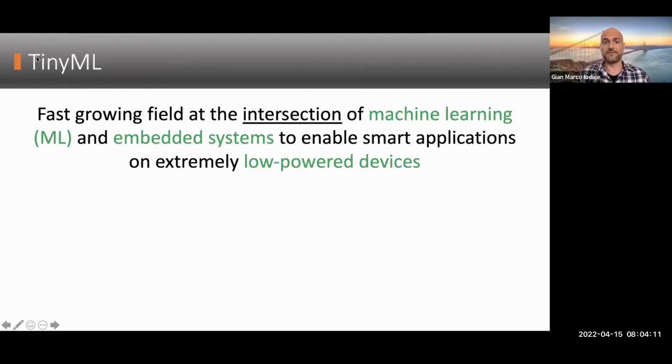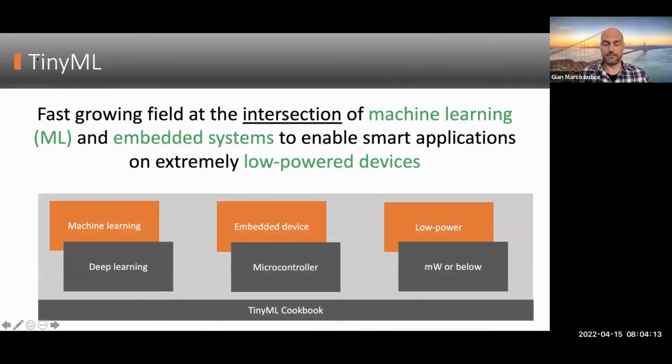In the context of the book, these are deep learning for machine learning, microcontroller for embedded devices, and milliwatt in terms of when we refer to power consumption. Milliwatt because we are going to use microcontrollers. We usually have this power consumption range.